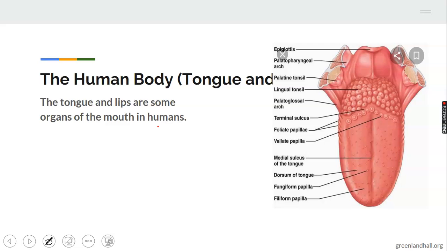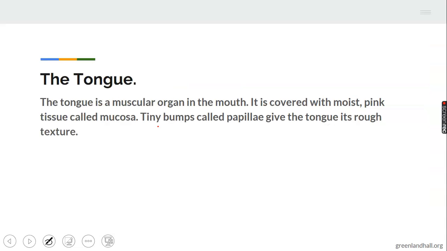Yes, we are looking at the human body, tongue and lips. You should be aware that the tongue and lips are some organs of the mouth in humans. It's not only the tongue and the lips that we have in the mouth. We have the teeth. But our emphasis is on tongue and lips. Now, let's come to the tongue.